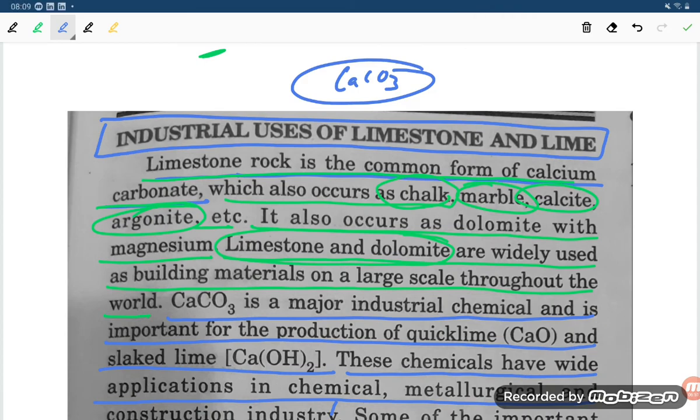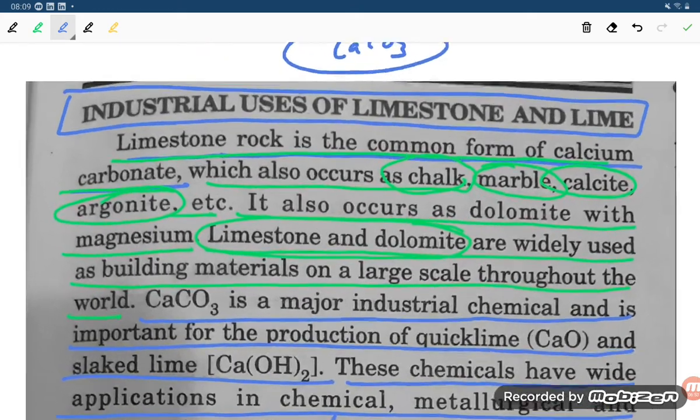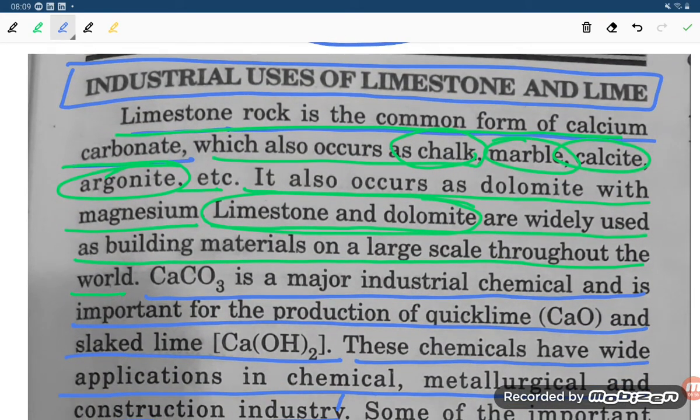So you have to keep these points for JEE. It is not there in the NEET syllabus that much, but in JEE it is there, student. So you can read it for JEE Advanced.